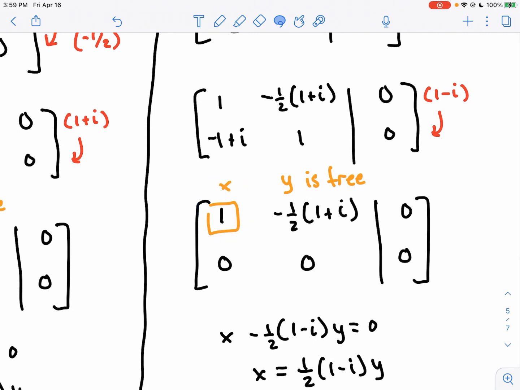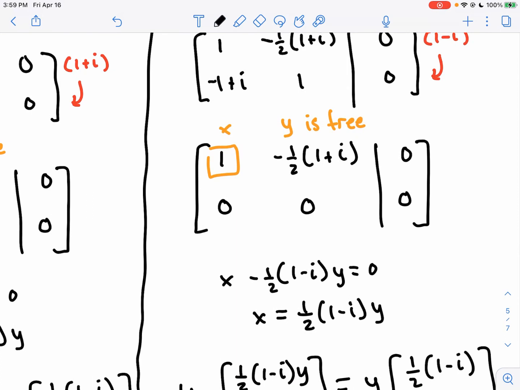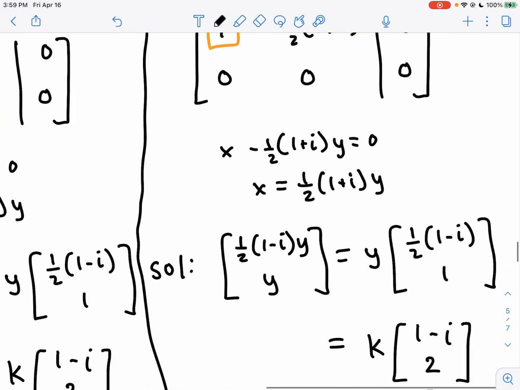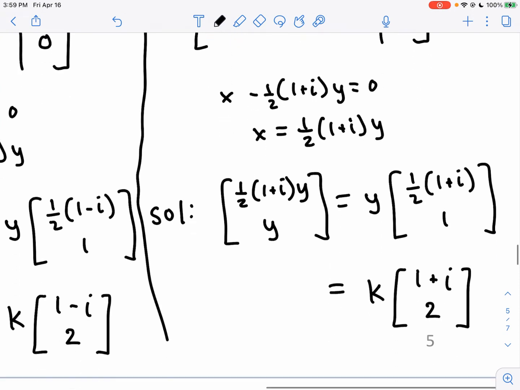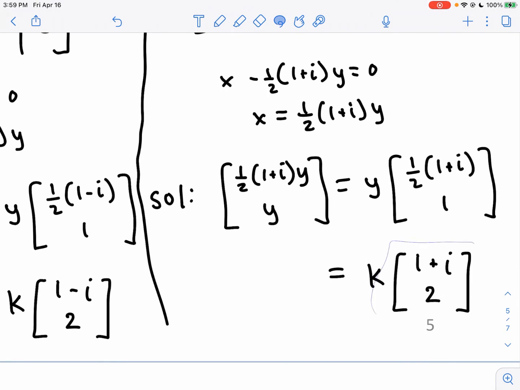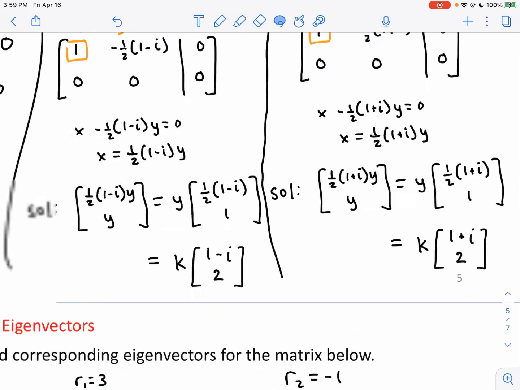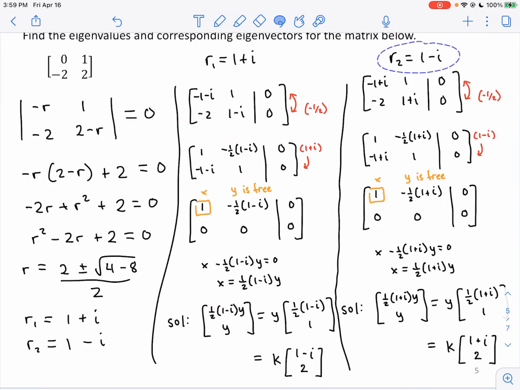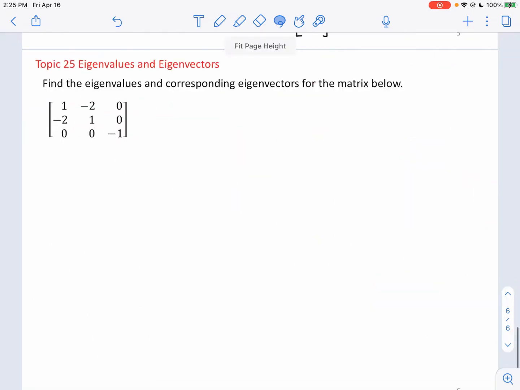x has a leading 1 in it. The y column does not, so y is still free. And the first row would read that x minus 1 plus i, y is equal to 0. So x is equal to 1/2 times 1 plus i times y. So this should be a plus. This should be a plus, and then all the same reasoning as before. And we get all multiples of 1 plus i, 2, are going to be the eigenvectors corresponding to this eigenvalue, 1 minus i. And let's finish with a 3 by 3.